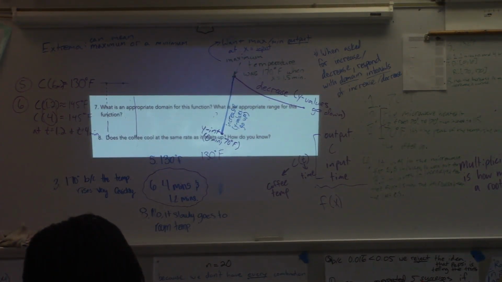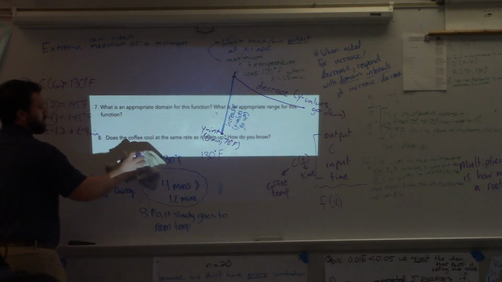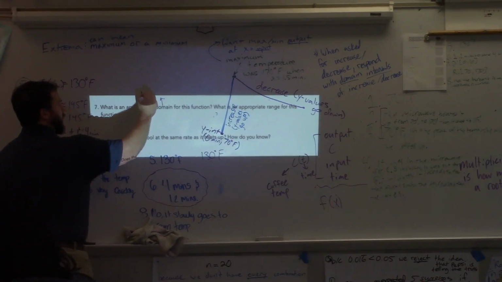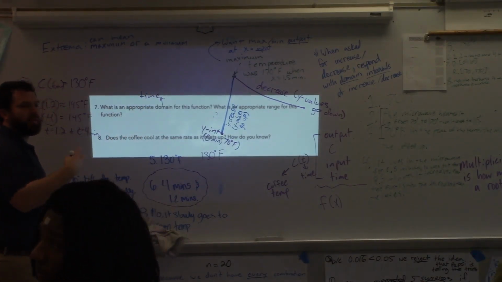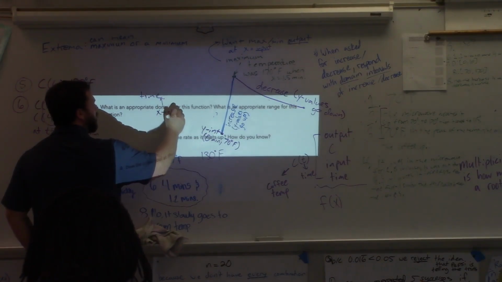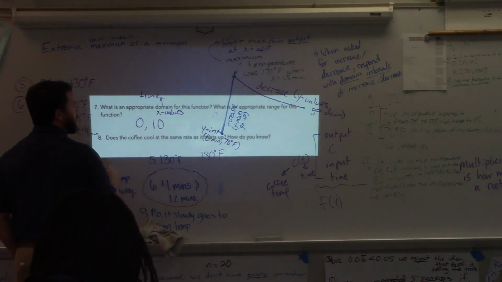So here's where we're going to wrap up with this lesson at least. What is an appropriate domain for this function? 0, 10. So the domain 0, 10 would be time, right? Because domain is always which values? X. The x values. Domain is always x values. And so what's going to be my domain? 0 to 10.